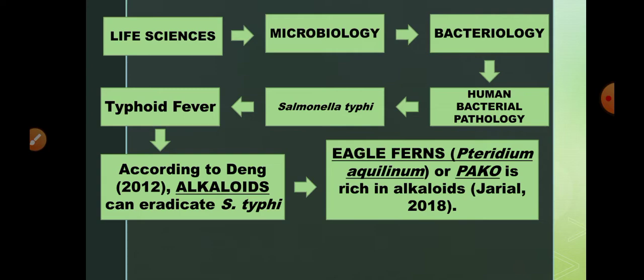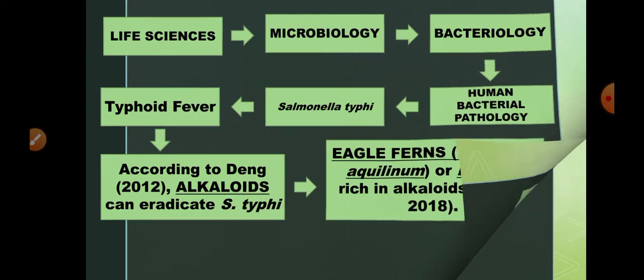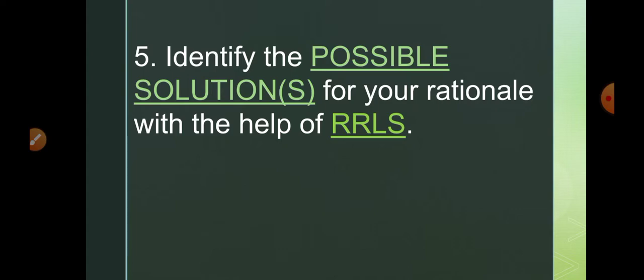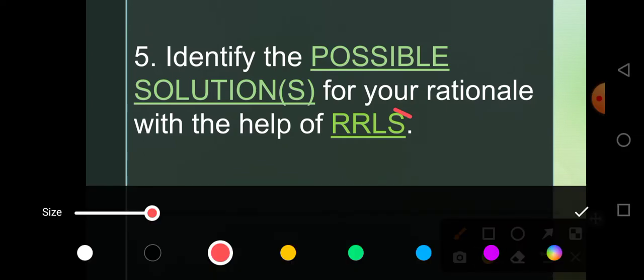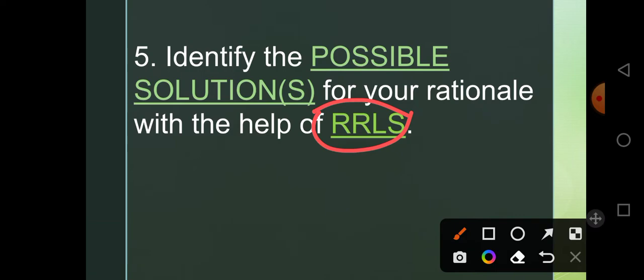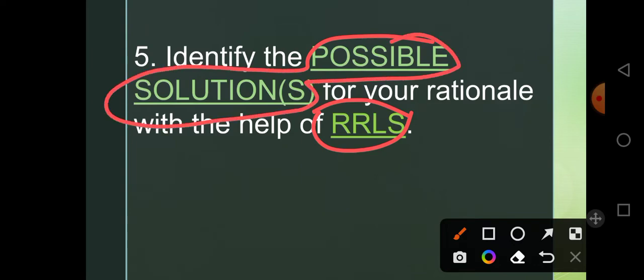So with this example, class, can you identify the next guideline in formulating a solution to such problem? Okay. So the fifth guideline is for you to look for possible solutions for the rationale. However, these solutions for your rationale must be based on the existing review of related literature and studies, or the RRLS. Okay? So you must consult your RRLS, class, for you to come up with a potential solution to the existing problem.